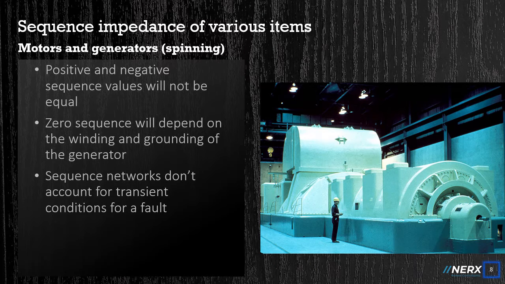For spinning motors and generators, the positive and negative impedances will not be equal. The zero-sequence impedance will depend on the grounding and how it is wired. Short-circuit programs will often ask for the sub-transient and transient impedances in addition to the sequence impedances. For generators, they will often require the P and Q limits, which can be gathered from the generator capability curves.